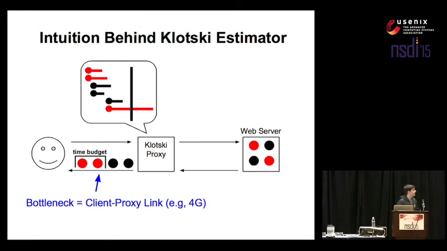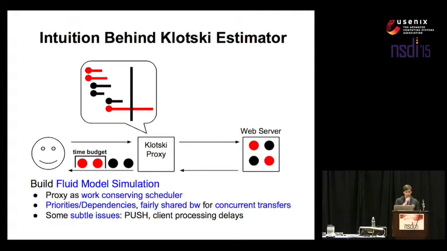So we can actually save a lot of time in building our model by only focusing on this link of the network transaction. So what we do is we end up building a fluid model simulation. So we model the proxy as a work-conserving scheduler. We make sure that we respect priorities and dependencies. We model the bandwidth as being shared between concurrent transfers because we may be sending more than one resource at a time.